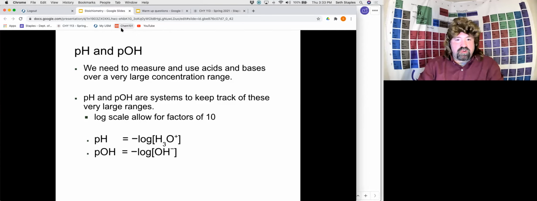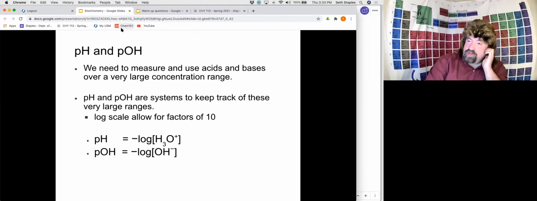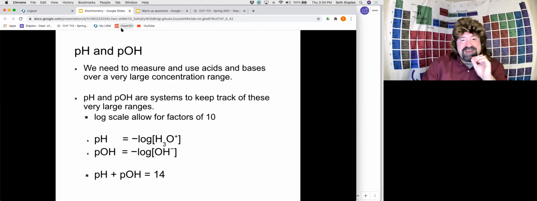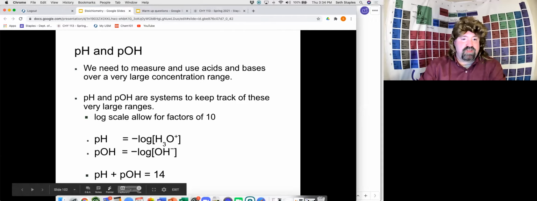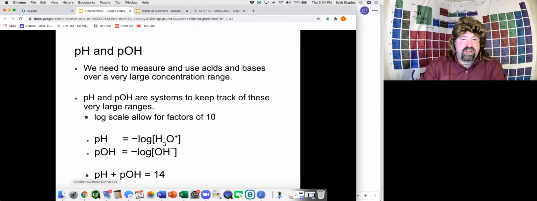Likewise, pOH is the negative log of the OH minus concentration if you happen to be given that instead. There is a relationship here that you'll explore in more detail when you get to CHY 115, for those of you going on there. pH plus pOH equals 14, and that is an important relationship for us to remember as well. The way that you would put this into your calculator would depend on what type of calculator you have.